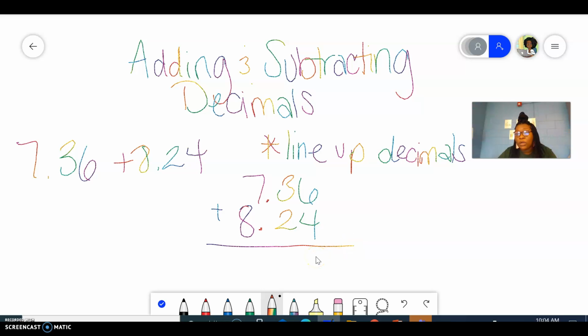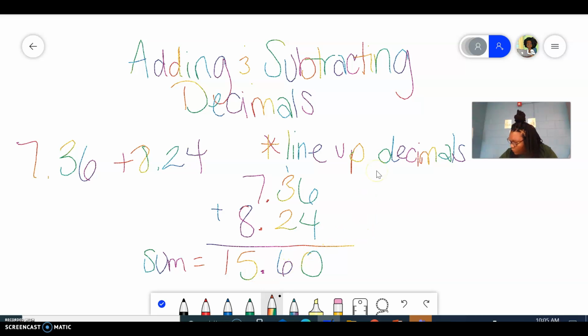So we're going to treat this like we would a normal 3-digit by 3-digit addition problem. 6 plus 4 is 10. Carry my 1. 3 plus 2 is 5. Plus 1 is 6. Bring my decimal down. And then 7 plus 8 is 15. So my sum here, that's the answer to an addition problem, my sum here would be 15 and 60 hundredths, or 15.6.